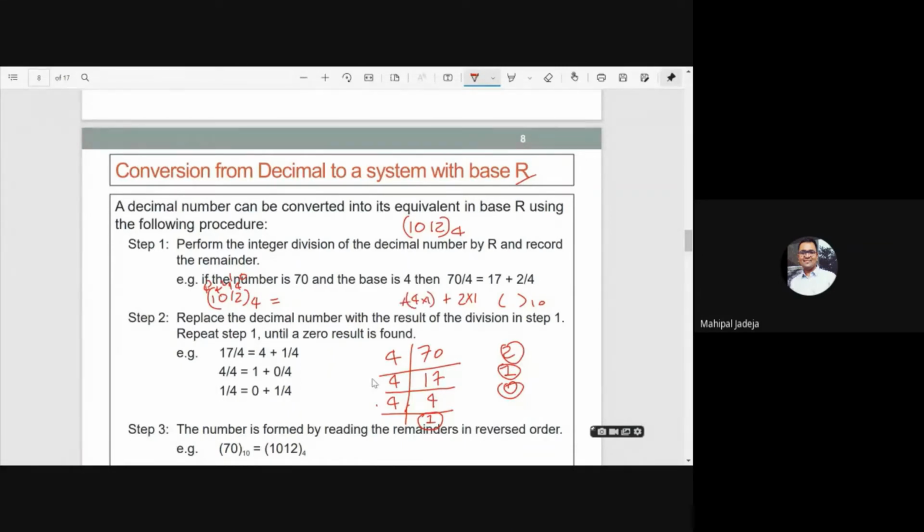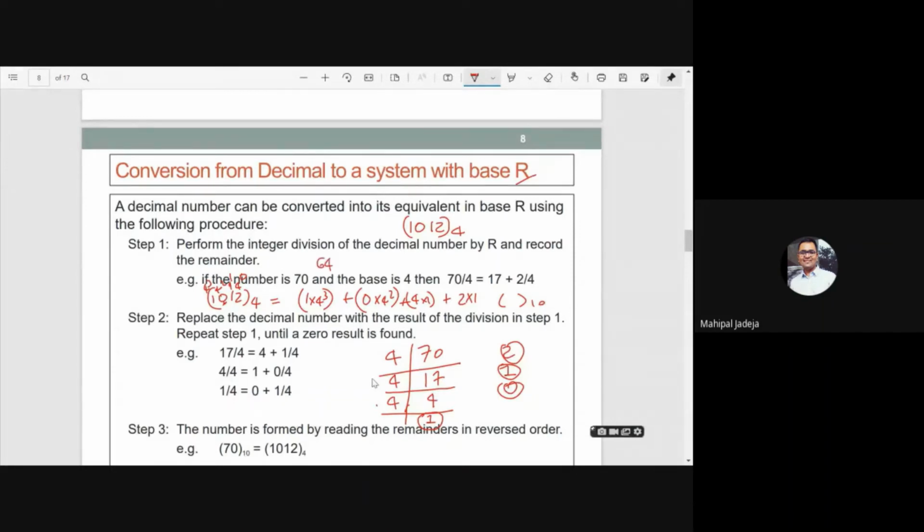Then I don't need to write down this, because this is anyway 0. So this will be 0 times 4 raised to 2, which will become again 0. And finally, I have 4 cube times 1. So 1 into 4 cube, right? And if I sum this up, then this is 4 cube, which is nothing but 64.